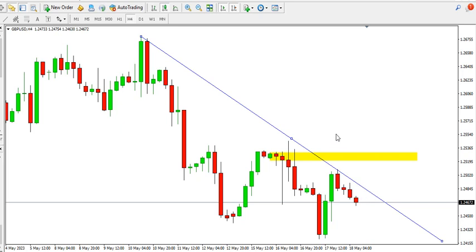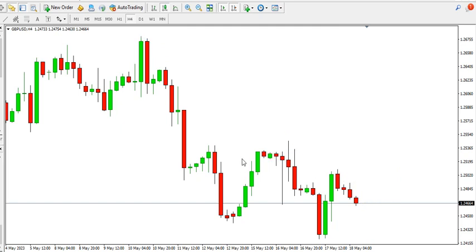All right, so at the end of the day, we might be having something like an inverted head and shoulder, where this will be the left shoulder, this the head, and this the right shoulder. But if that does not happen, we might see price going down alongside gold. But for now it's bearish on the 4-hour time frame.